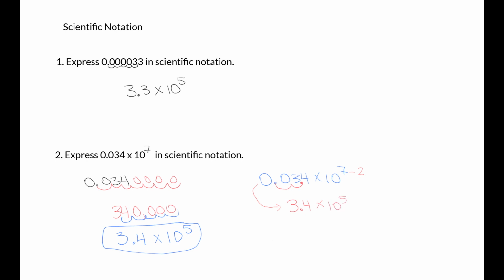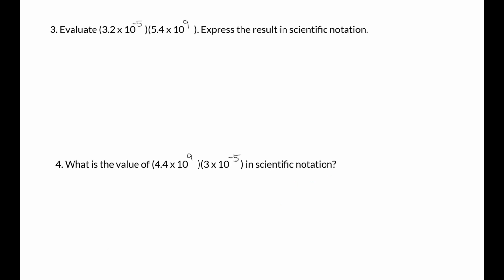So if your base number gets bigger, your exponent needs to get smaller. If your base number gets smaller, your exponent gets bigger. It's a balance. Number 3, we have evaluate 3.2 times 10 to the negative fifth times 5.4 times 10 to the ninth and express the result in scientific notation.